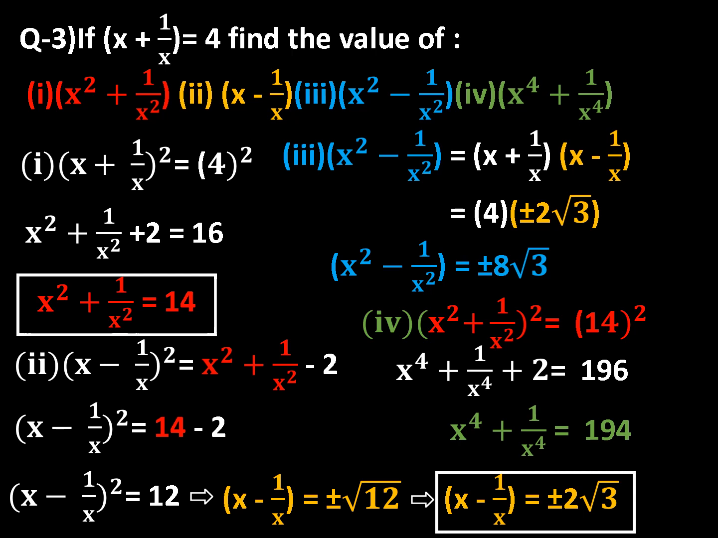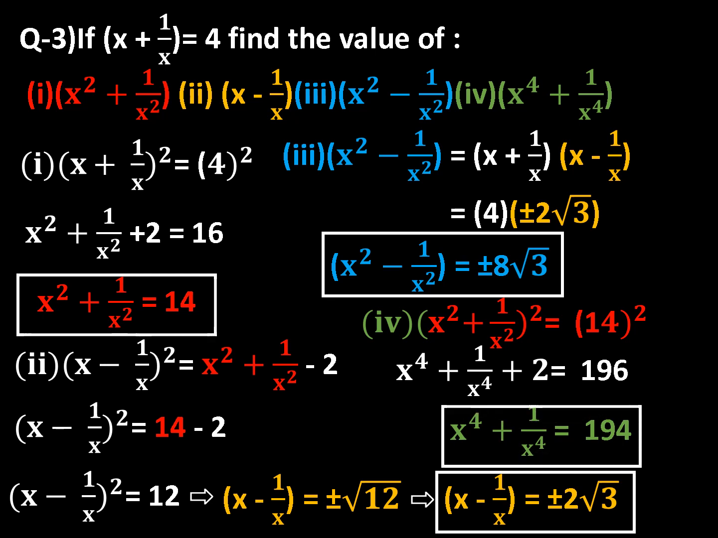So x square plus 1 upon x square was 14. x minus 1 upon x gives us plus or minus 2 root 3. x square minus 1 upon x square gives us plus or minus 8 root 3. And x raised to 4 plus 1 upon x raised to 4 gives us 194.